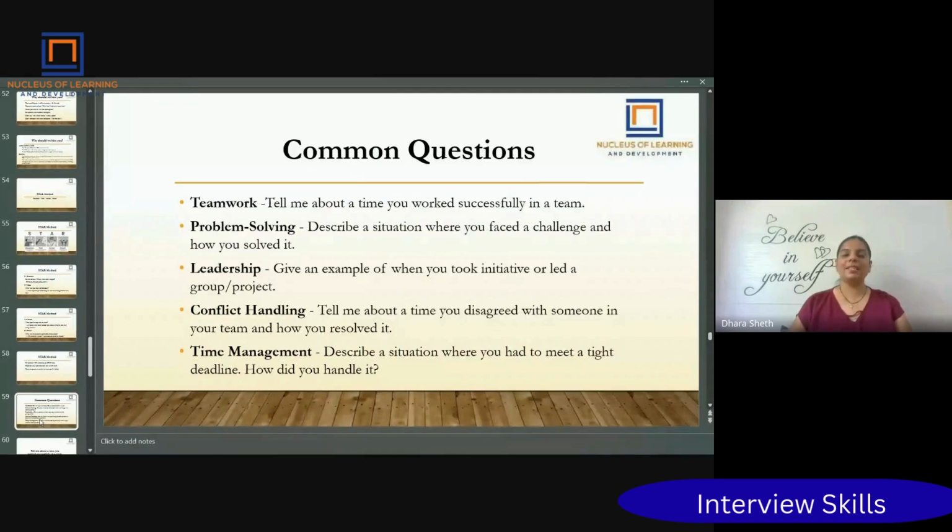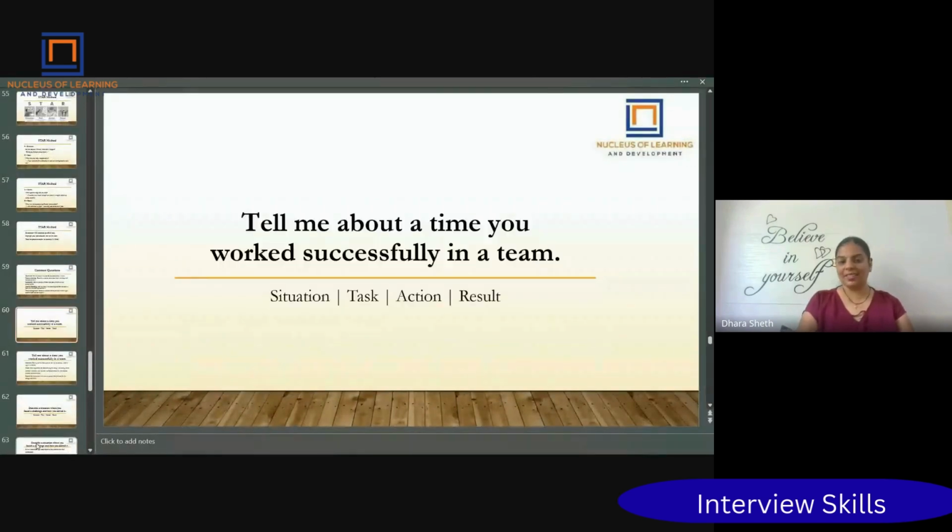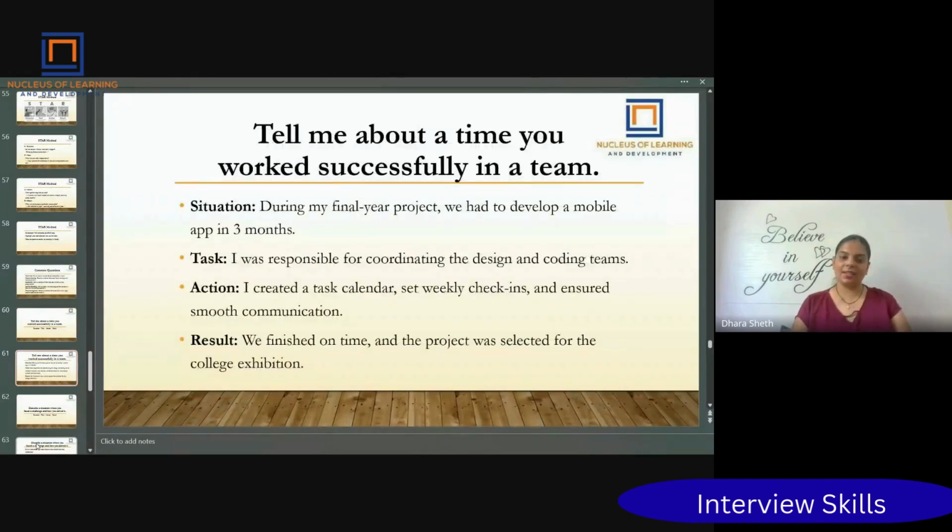Usually, if two people disagreed and you resolved it, that would be a leadership kind of question. But if you had a disagreement with someone and you resolved it, that is conflict handling. Stress management tests how good you are at handling people relationships. And time management: a tight deadline, how did you manage to meet it? So if you had to answer these questions, here are some example answers that I'm giving you.